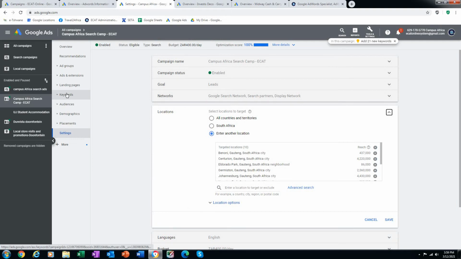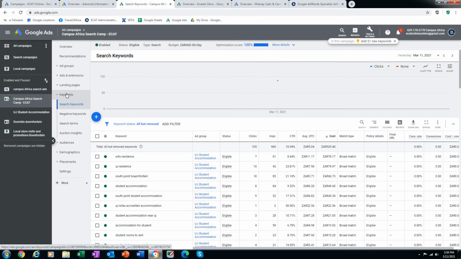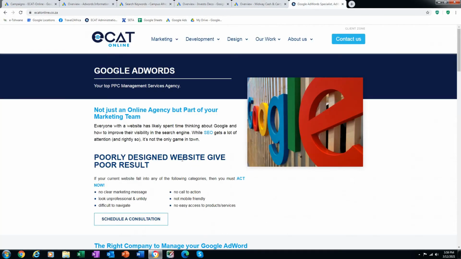If Canvas Africa can use keywords such as student accommodation in Cape Town, whereas they only offer student accommodation in Gauteng, already that's wrong. That's incorrect. Or if they just use a broad keyword like accommodation. Accommodation is correct, but then they don't offer accommodation for elderly people or people who are not students. Their accommodation is only for students.